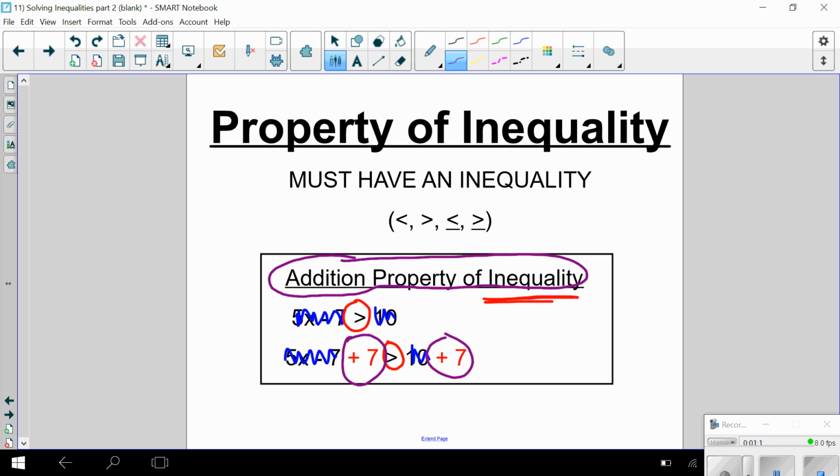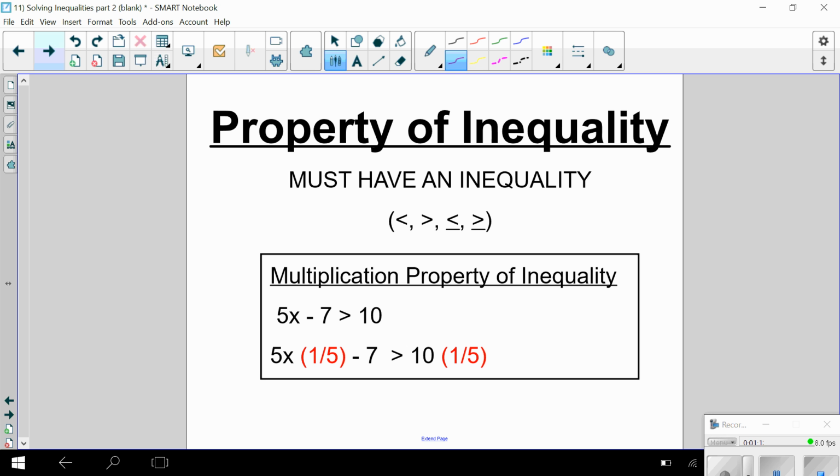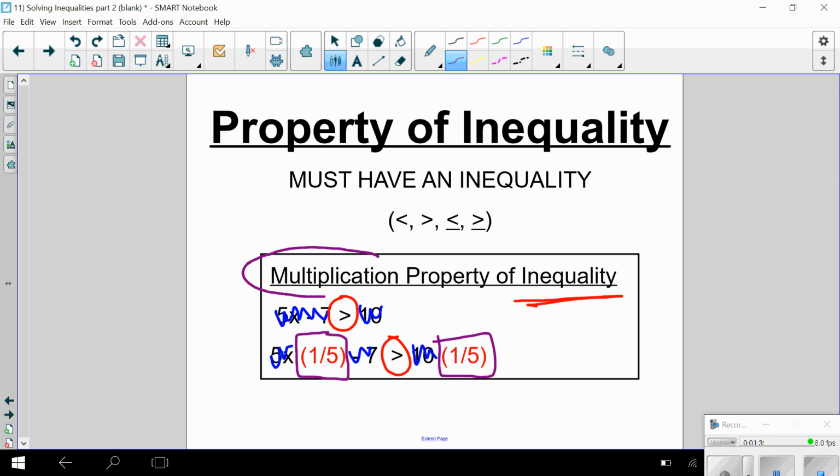The second property of inequality is the multiplication property of inequality. Again, we cancel out what's the same between the first and the second step. If you notice, we have an inequality. And what am I doing to both sides? Parentheses means multiplication. So I'm multiplying both sides by 1/5, which makes it the multiplication property of inequality.